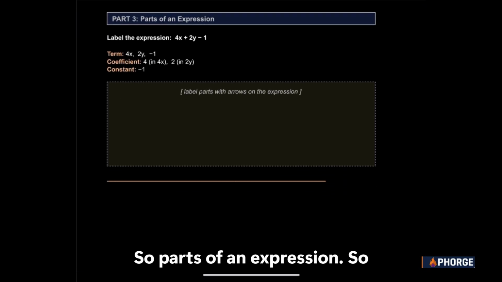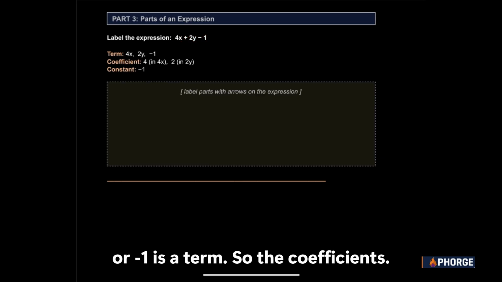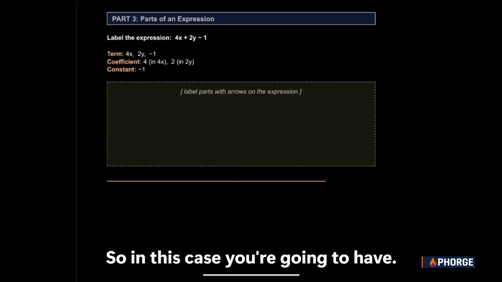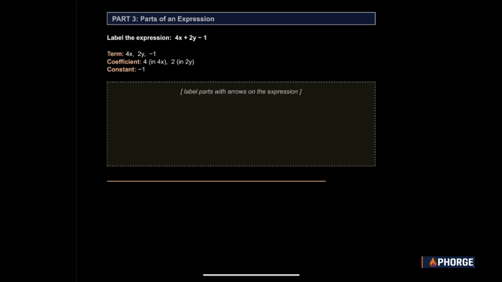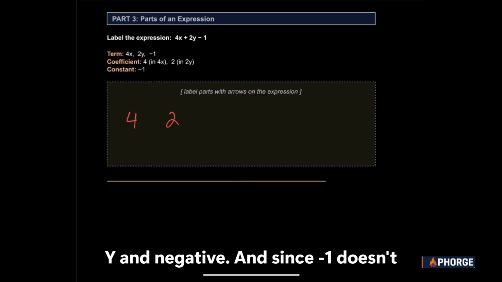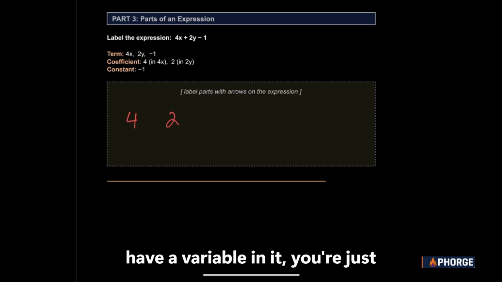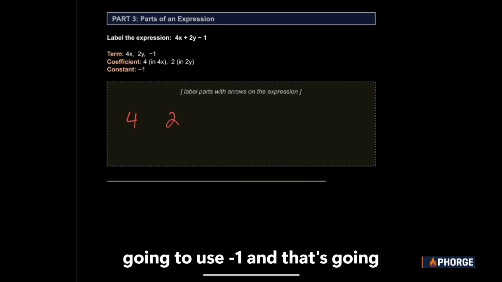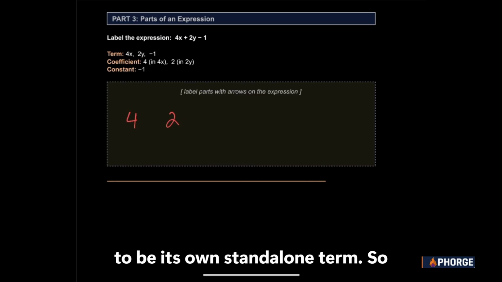All right, so parts of an expression. Let's label each part of the expression. The terms are each piece separated by a plus or minus sign. In this example, 4x is a term, 2y is a term, and negative 1, or minus 1, is a term. The coefficients are the 4 in the 4x and the 2 in the 2y. Since negative 1 doesn't have a variable in it, it's just its own standalone term.